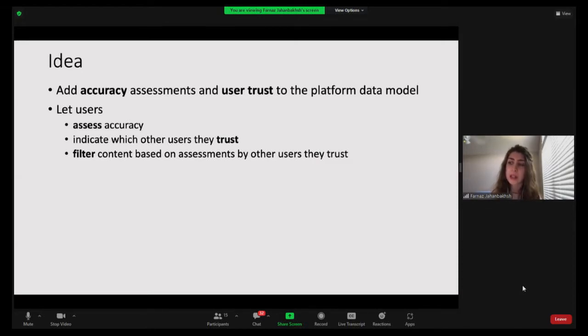But first, we wanted to see if there are needs for these affordances, and just to reiterate, the affordances are to allow any users to assess any content as accurate or inaccurate, and to allow them to specify who they trust to assess content for them, and to also give them filters that they can use to filter their feed based on accuracy assessments provided by their trusted sources.